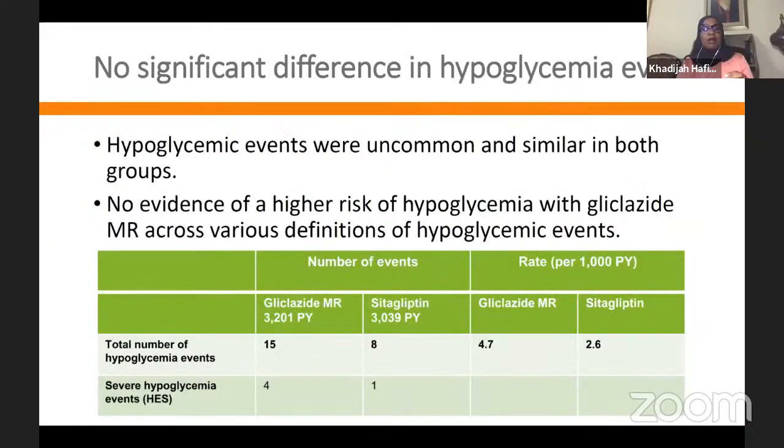Now, you might ask, those that were exposed to gliclazide MR, they had a higher reduction in the hemoglobin A1C, but did it come at the expense of more hypoglycemia? And as you can see from the table here, for both the groups, there were very, very low incidence of hypoglycemic events. A little bit more obviously in the gliclazide MR group, but not that different from those that were on the sitagliptin group as well for severe hypoglycemic events.